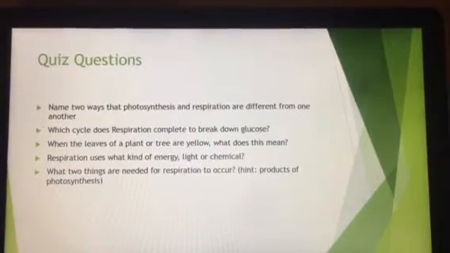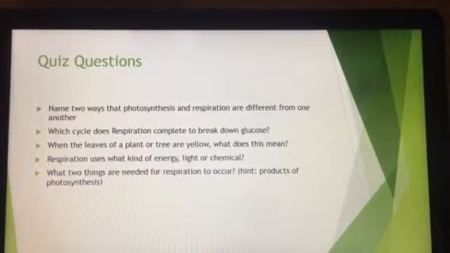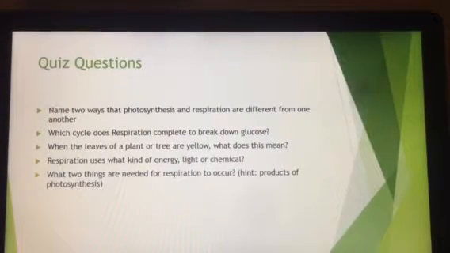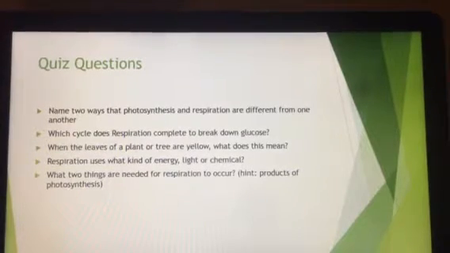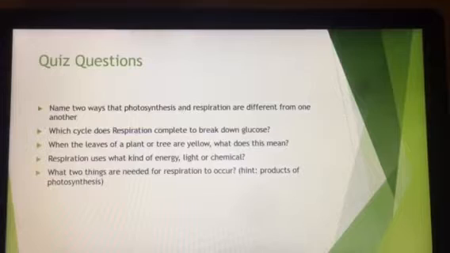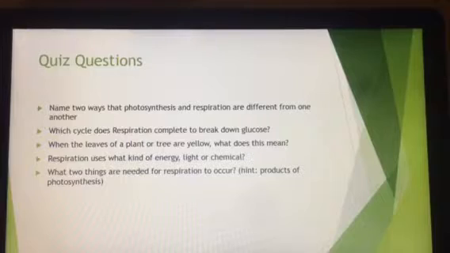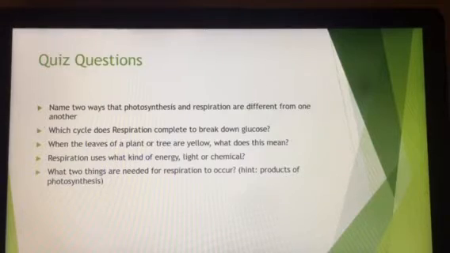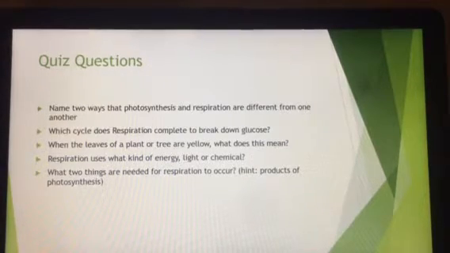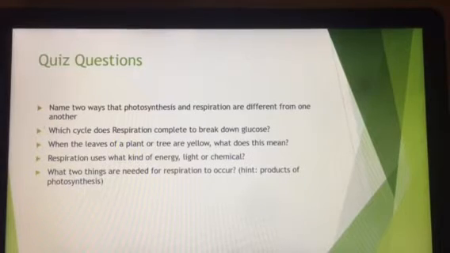Okay, some quiz questions. Name two ways that photosynthesis and respiration are different from one another. What cycle does respiration complete to break down glucose? When the leaves of a plant or tree are yellow, what does this mean? Respiration uses what kind of energy, light or chemical? What two things are needed for respiration to occur? Hint: these are the products of photosynthesis.